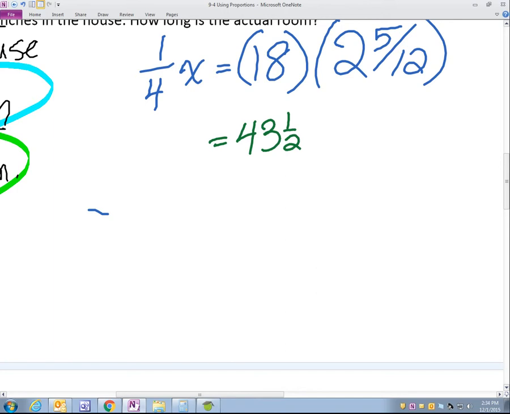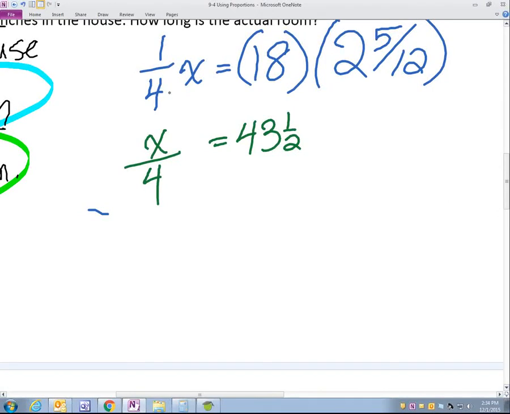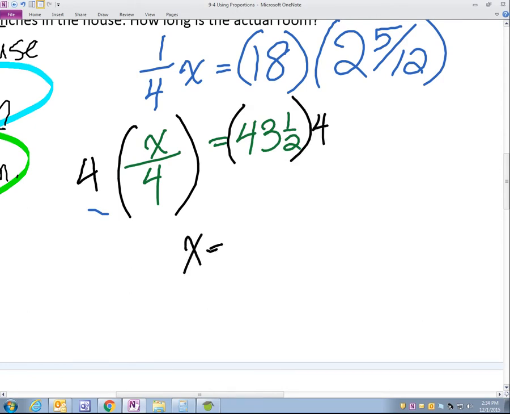No. Now we have to get x by itself. Do you guys agree that 1/4 x is the same thing as x divided by 4? Yes, good. That is correct. So YouTube just knows how smart you guys are because you see sign language, so everybody has the right answer. Now I have to undo what's being done to the variable, or in other words, use the inverse operation of being divided by 4, which is multiplying by 4. So now I have x. See how none of this stuff is new? The only new thing that we're doing today is setting up the proportion.